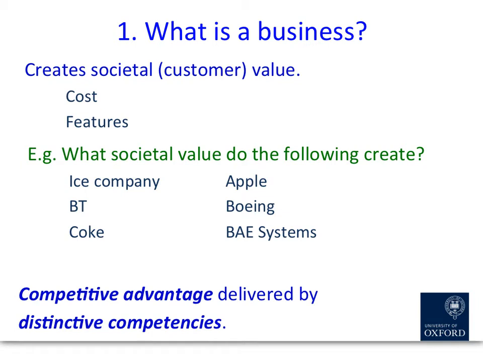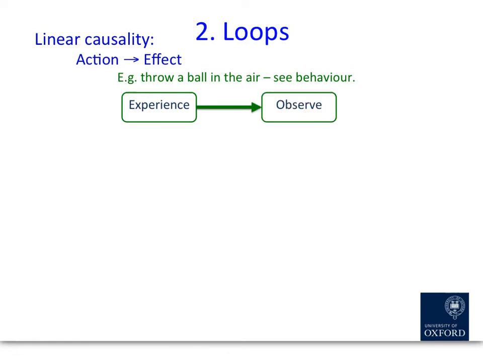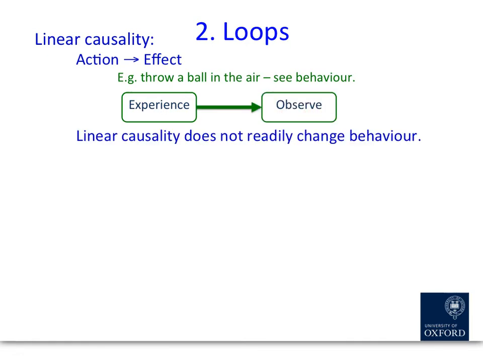Now that we know what a business is, let's consider what a loop is. Let's consider a simpler form where we consider linear causality. In other words, we have an action which leads to a direct effect. So for instance, if we throw the ball in the air, we see the behavior and respond to it. So we experience something, and that leads to an observation. Linear causality does not readily change behavior because it's just simply a cause and effect. There's no way to actually reinforce certain behaviors. For that we need a loop.